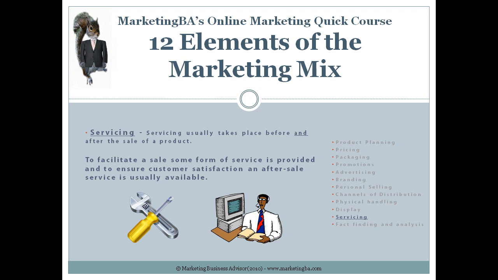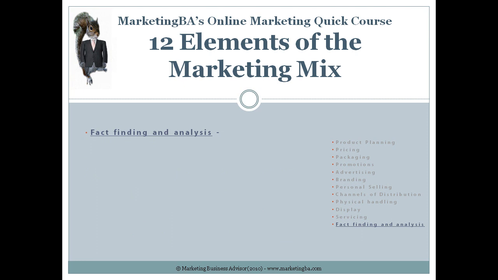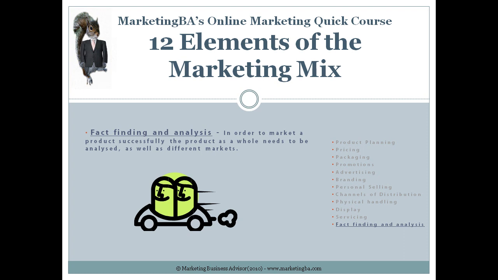The final element of the marketing mix is fact-finding and analysis. In order to market a product successfully, the product as a whole needs to be analyzed as well as different markets. This is done through the fact-finding process that is then used in the analysis. For example, if you want to market a new car, you need to find facts about the car first. Let's say the car is environmentally friendly, costs $20,000, and is being sold from a rather unknown brand.